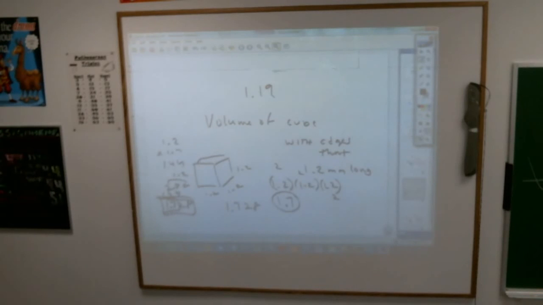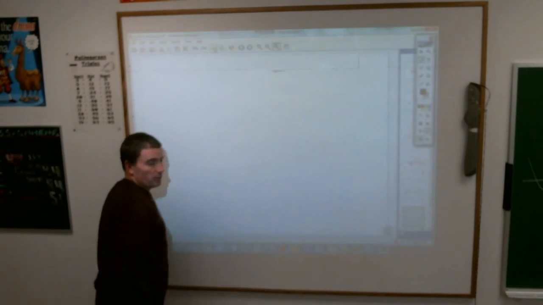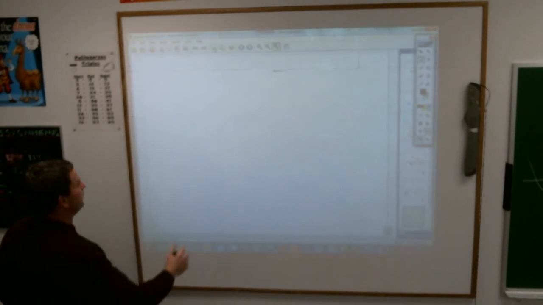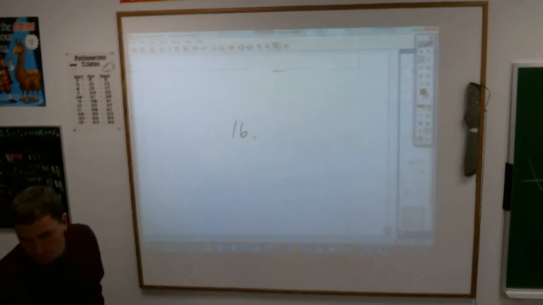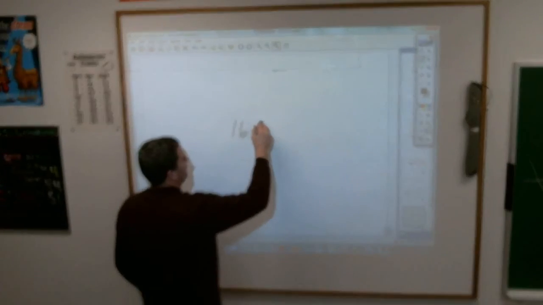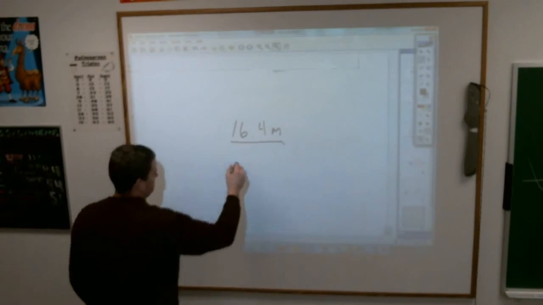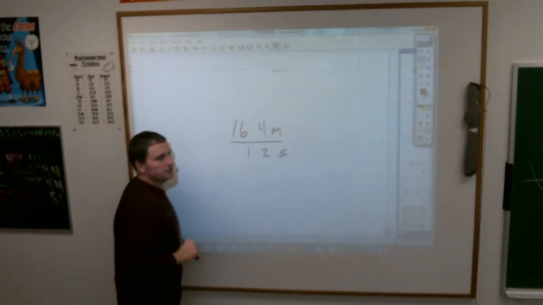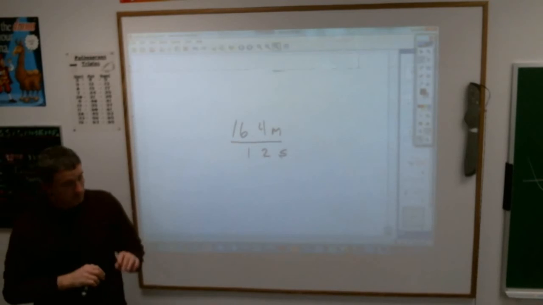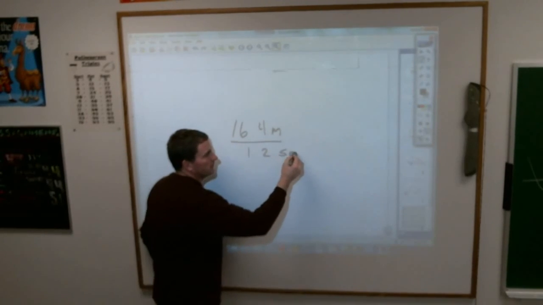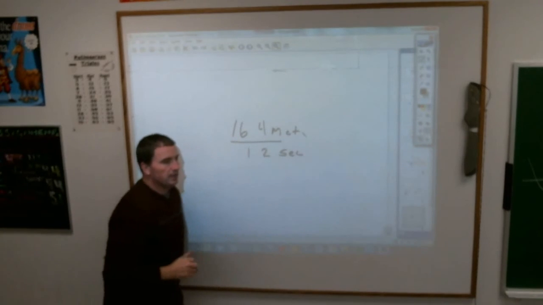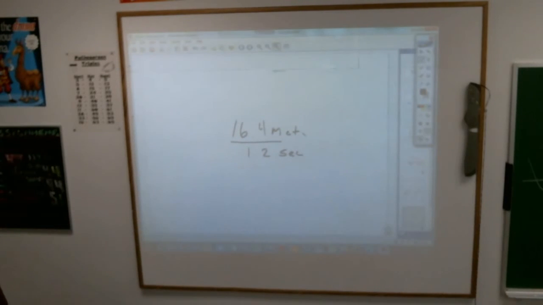So, let me give you a problem here. Straight out of practice, 16.4, and again, this is dealing with measurements, people. 16.4 meters divided by 1.2 seconds. I asked you to do this problem. Since those are both measurements, do that problem and tell me what your answer should be.